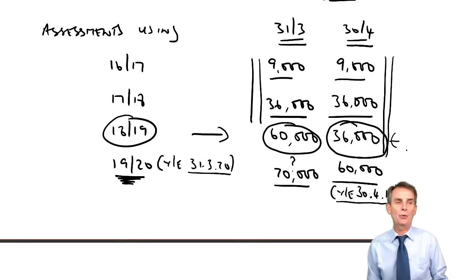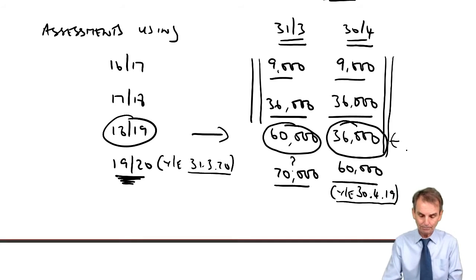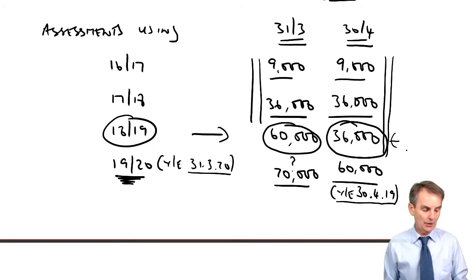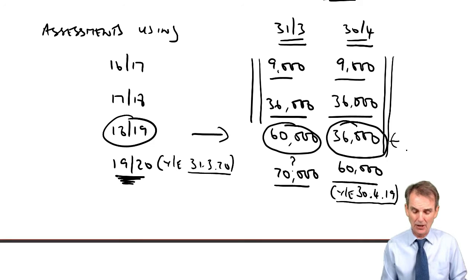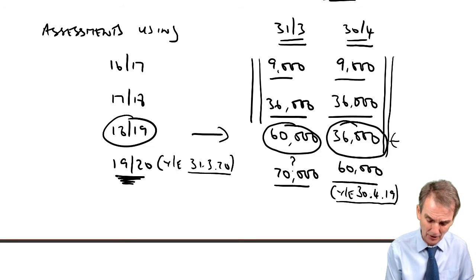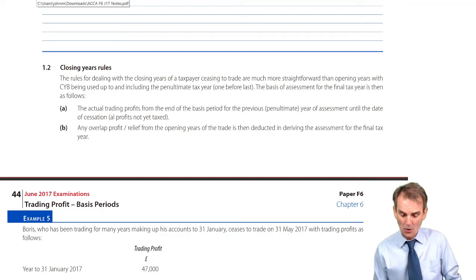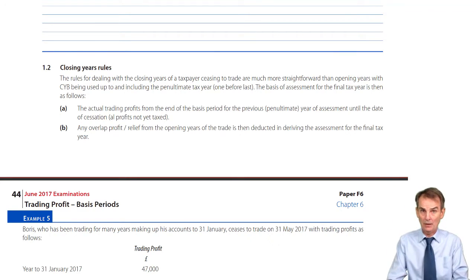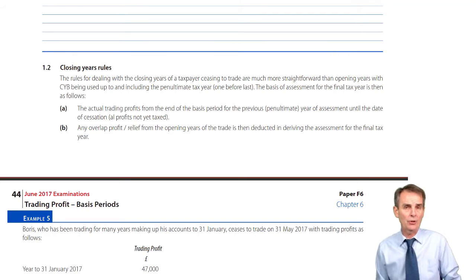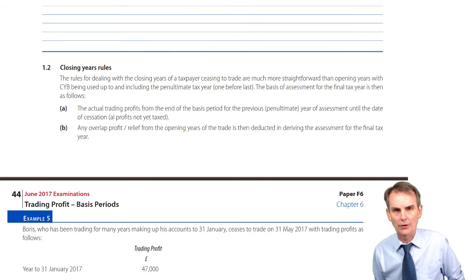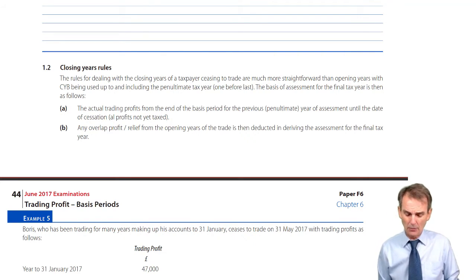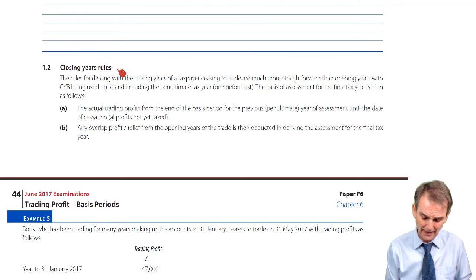So at this point, again, you may wish to pause the presentation and work through from the chapter. If we go back here to the chapter, work through examples 2 through to 4, which are further examples using opening years. You may already have done them, but if you haven't, work examples 2 through to 4. Then rejoin us again so that we can deal with, as you will see here, closing year rules.